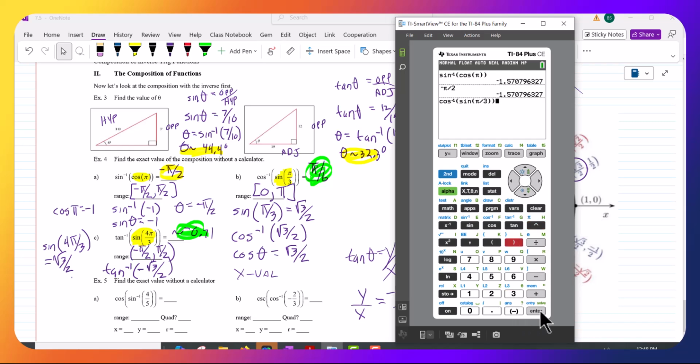Like this, that'll give you this answer. And then just take our answer, which is pi over 6, and see if it matches up. Okay, so it's really easy to do these on a calculator.